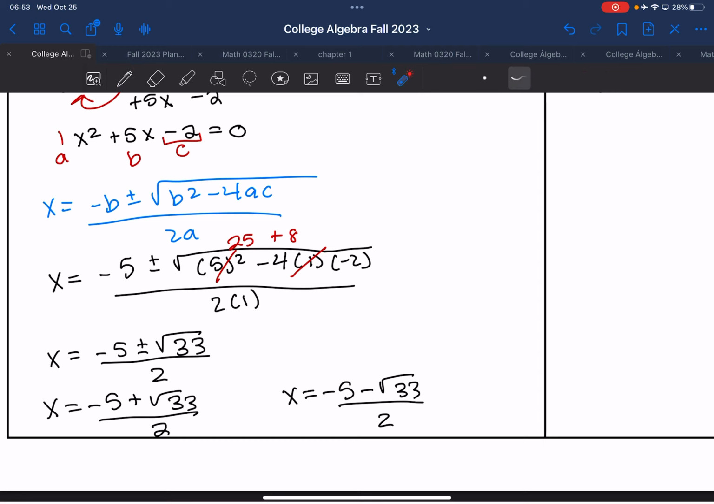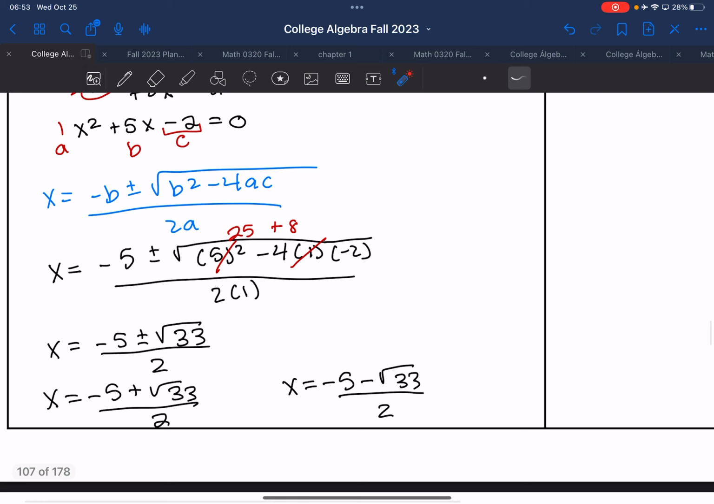Remember, when you type this in your calculator, make sure you put parentheses around that top part before you divide by 2. Okay, and then you should have got x is equal to 0.37 and x is equal to negative 5.37. Go ahead and double check, make sure everyone got the same.